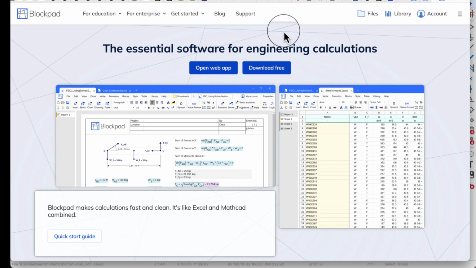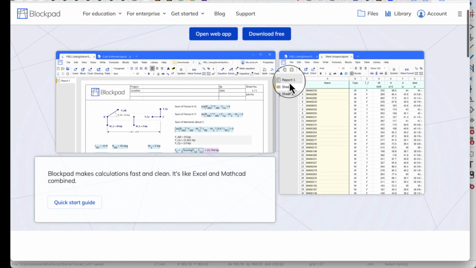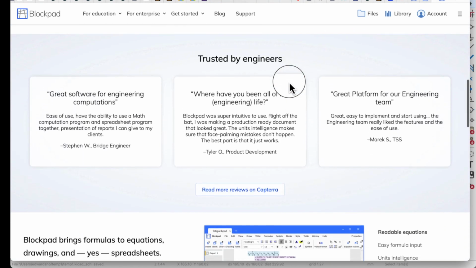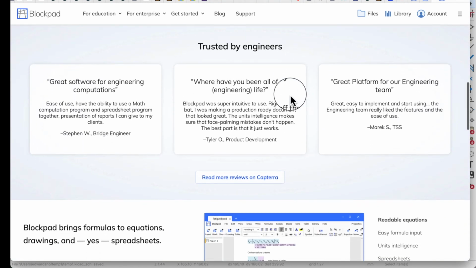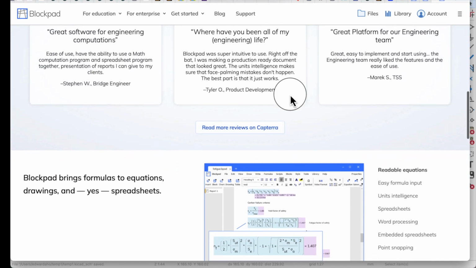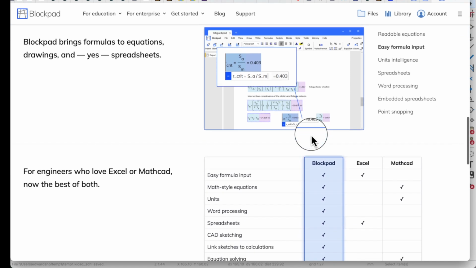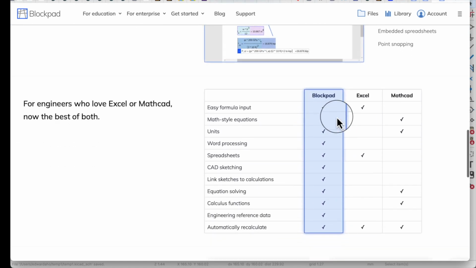Alright guys, if you go to Blockpad.net, you'll see this. And you can make an account really quickly and easy. And look at this, trusted by engineers. Wow, I'm an engineer. I trust it already.